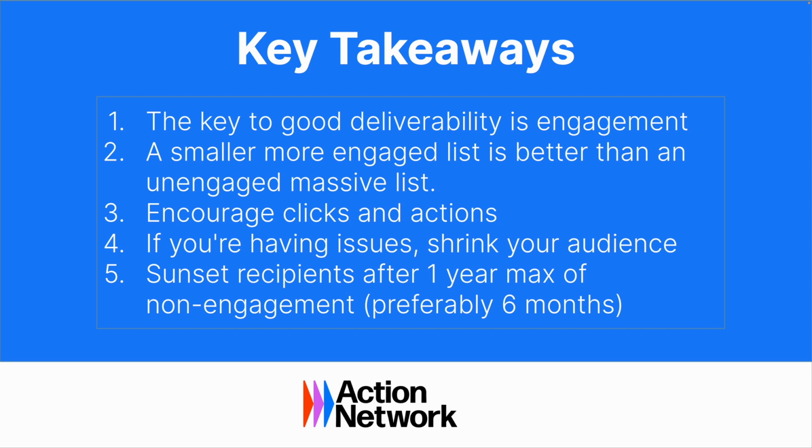If you're having issues, shrink your audience. Go from 180-day actives to 90. If that doesn't help, go down to 60. Sometimes going down to 7 to 14-day actives may be necessary, but shrinking the audience will always help. Finally, sunset people after 180 days of inactivity. Sending to unengaged people can only hurt your list.